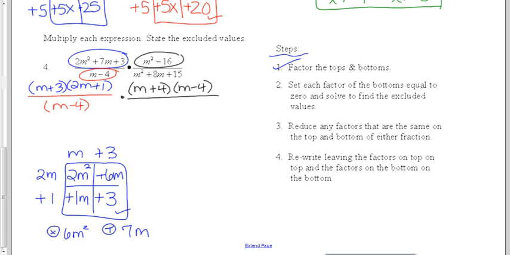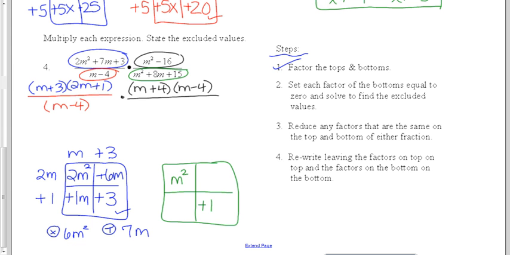And on the bottom, we're factoring m squared plus 8m plus 15. So I'm going to do another set of boxes because this is a typical 3-term. So I'm looking for what multiplies to 15m squared and adds to 8m. So that's going to be 3m's and 5m's.